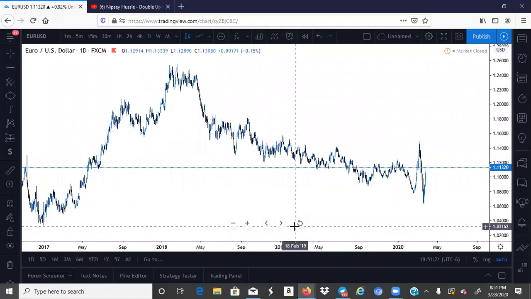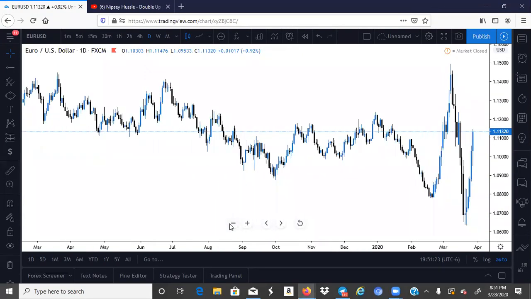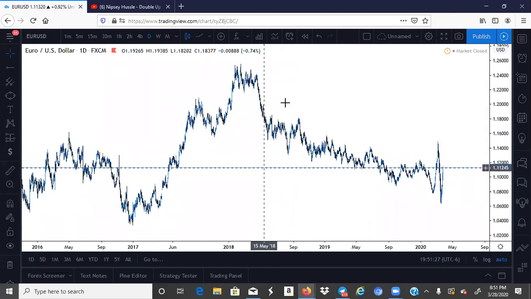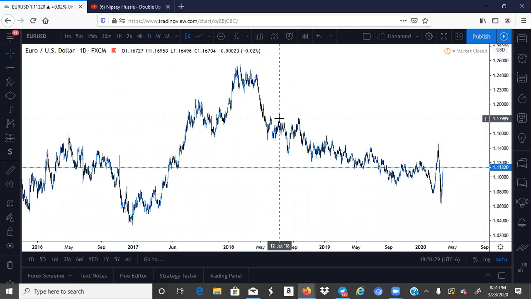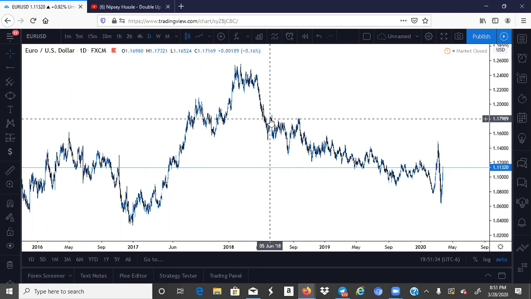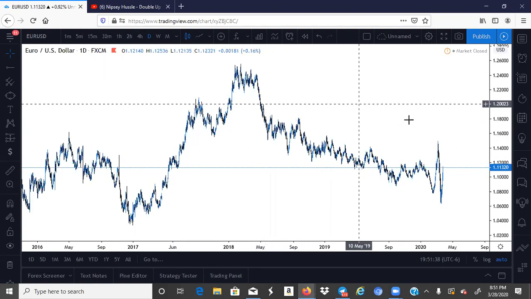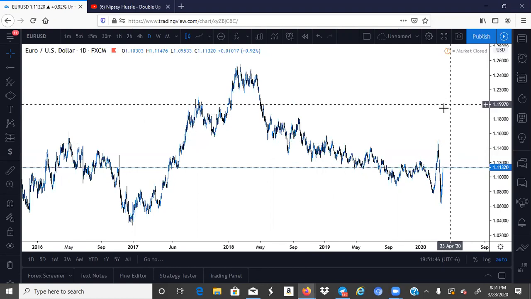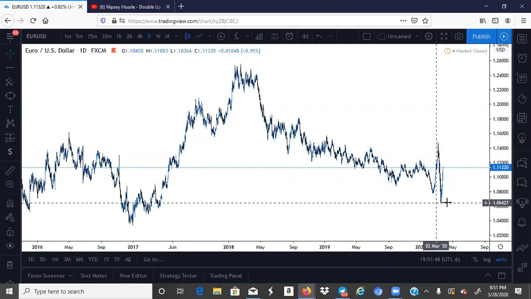Just to give you guys an example of what I do, like I said, I don't want to keep detouring. I come to the daily. So I see that Euro USD has basically been in a downtrend since June 5th of 2018. But most recently, as recent as February 19th of 2020, it shot up and then came back down and created a new low.